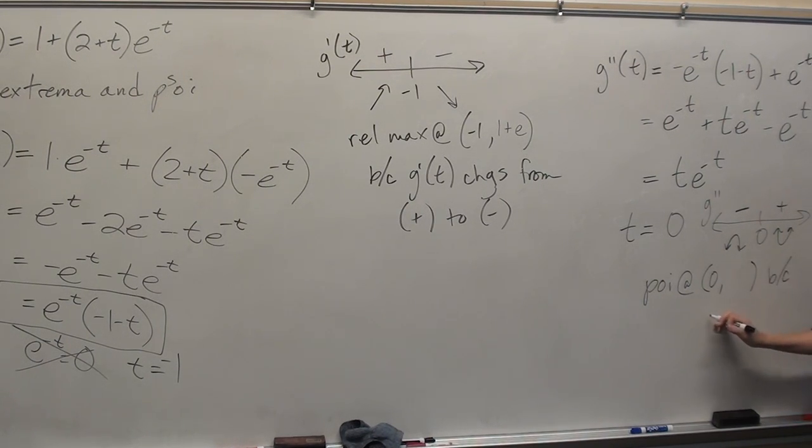Because g double prime changes sign. Where do I get the y value? Plug it back into the original function.